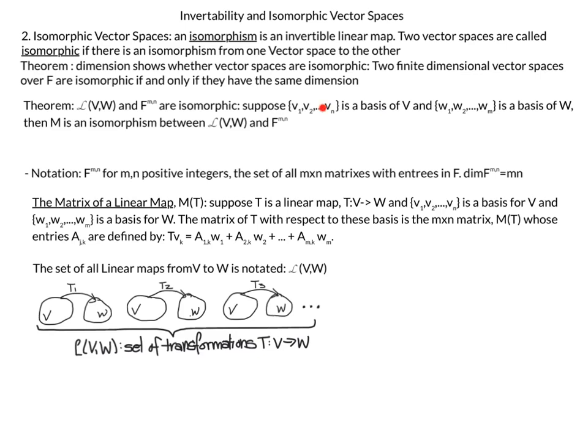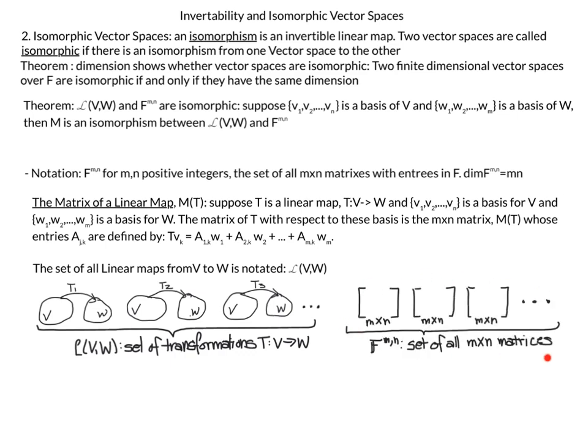But I want to first go back to this theorem and make sure we understand what we're saying. So we have the space of linear maps. Here, L of V, W, that's the set of all transformations that go from V to W. So here's one linear map from V to W, here's another linear map from V to W, and here's a third linear map from V to W. Remember from our previous video when we talked about linear maps, this set of linear maps from V to W is a vector space.